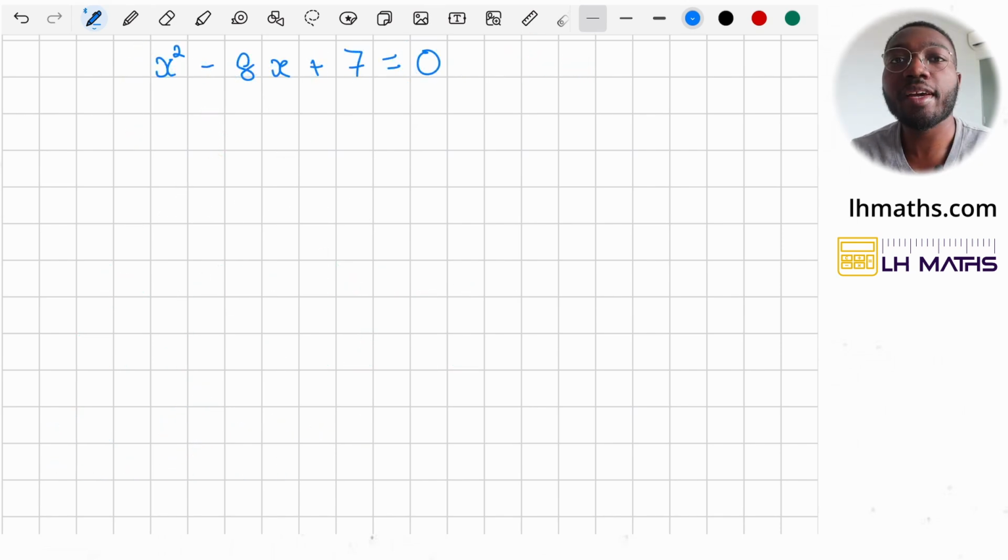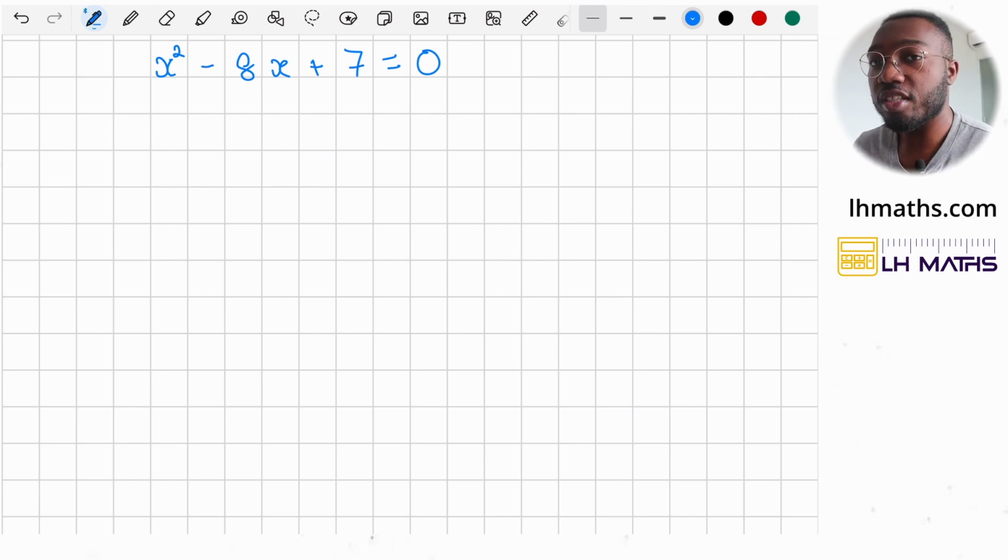Okay. So what if we had something like this? We have x squared minus 8x plus 7 is equal to 0. So in this example, I'm gonna factorize it both ways. I'm gonna factorize it using the first factorization method we learnt, and I'm also gonna factorize it by completing the square as well. I'm gonna do it both ways. You can see how it works and how you'd get the same answer.